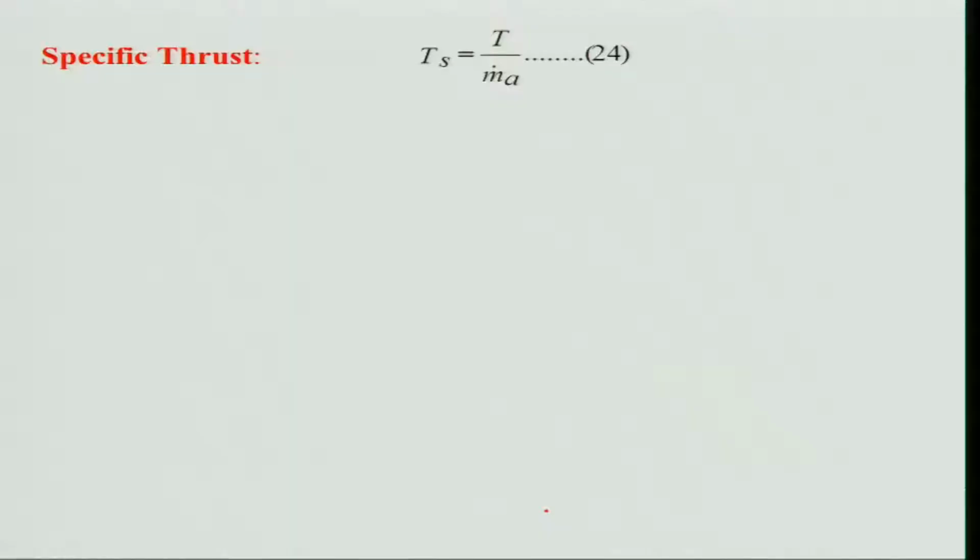So, therefore, it is very important to have specific thrust as a parameter. So, generally we should have a higher specific thrust, right, so that it will be a compact engine and then you will get higher thrust.